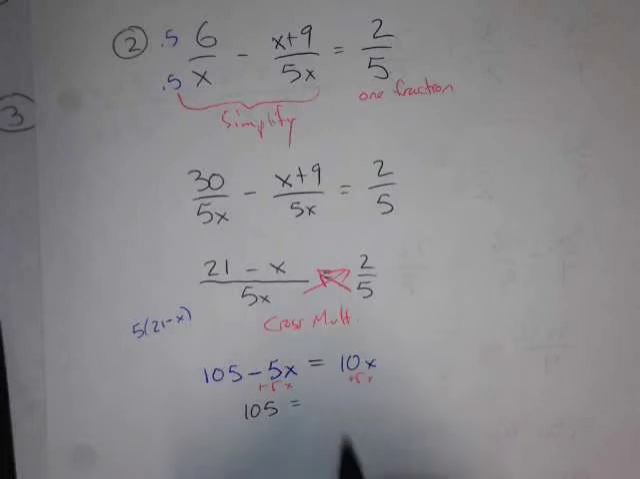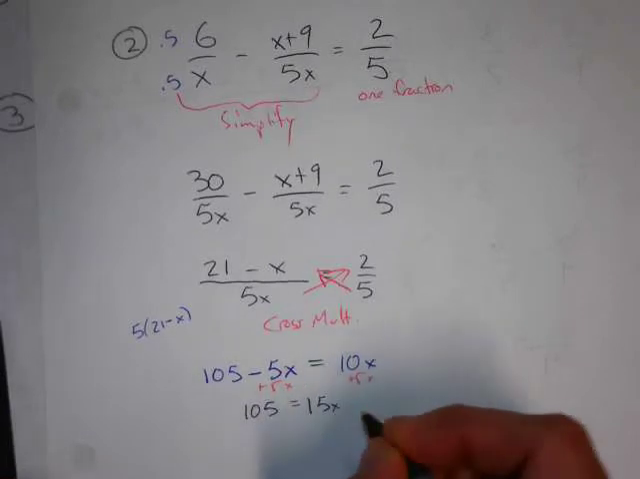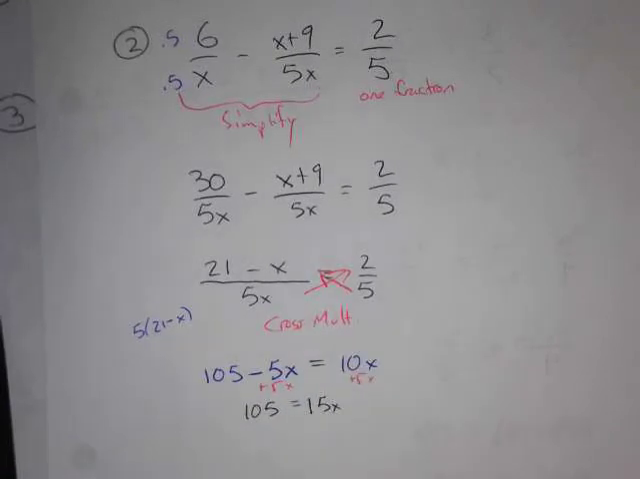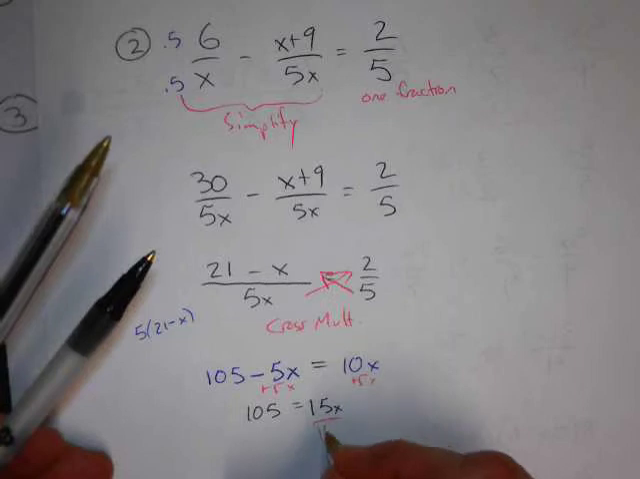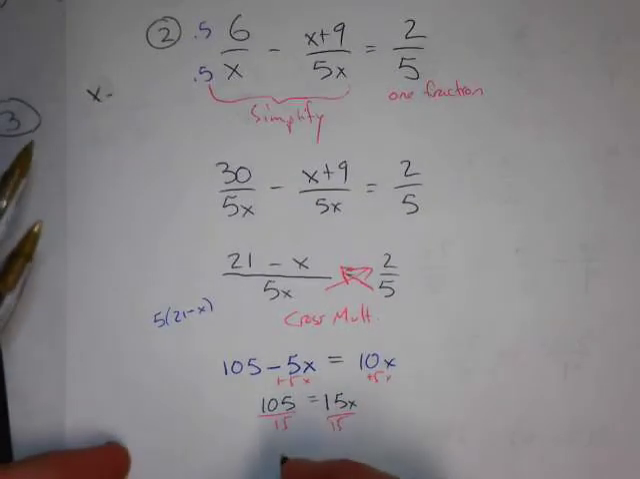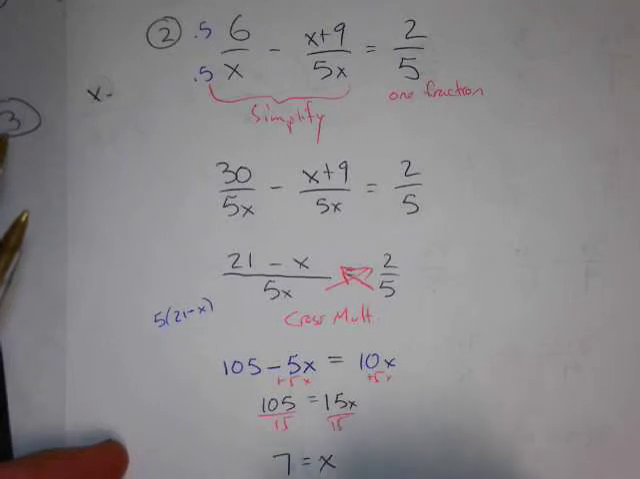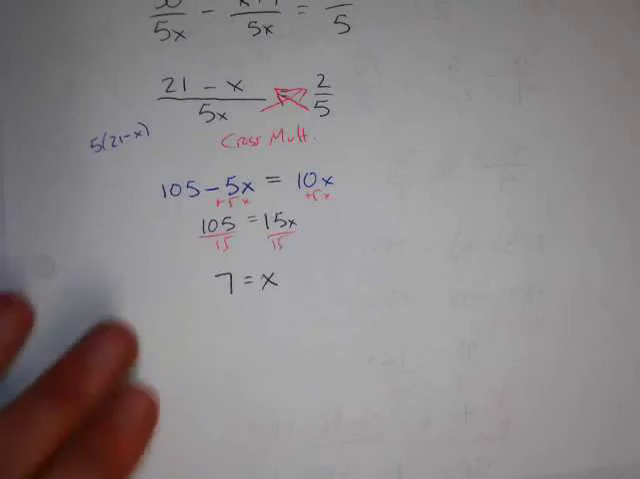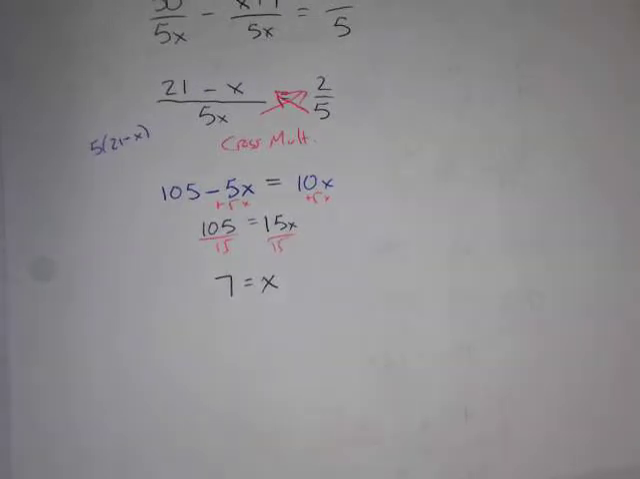So I have 105 is going to be equal to 15x. And then I will divide both sides by 15 and see if I get something cool. All right, so if I divide both sides by 15, it turns out 105 divided by 15 happens to be the number 7. Lucky 7. So 7 equals x. Now, before we go and circle this, remember we're going to check first.